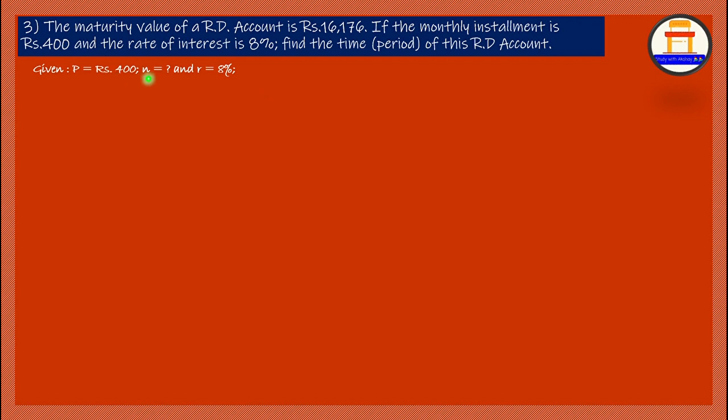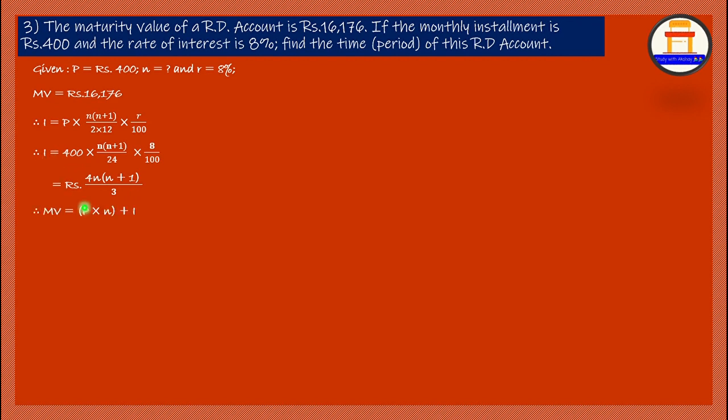So principal is 400. Number of months we don't know. R is 8%. Maturity value is given as 16,176 rupees. We know the interest formula, so substitute the values: 400 into n of n plus 1. Retain n as n only. Don't put x, y, z or all those other letters. To make our work easier, let's keep the same variables. Times 8 by 100. So 4n of n plus 1 divided by 3 will be the interest.